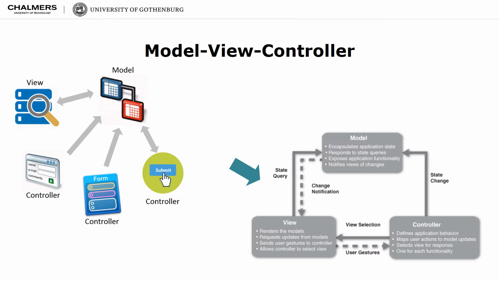Second, the view manages the display of information. Third, the controller interprets input from the user, informing the model and/or the view to change as appropriate. It is important to note that both the view and the controller depend on the model. However, the model depends on neither the view nor the controller.